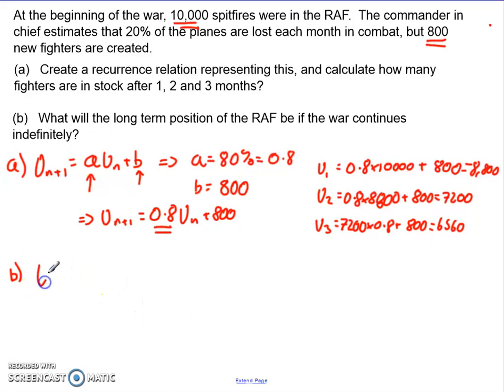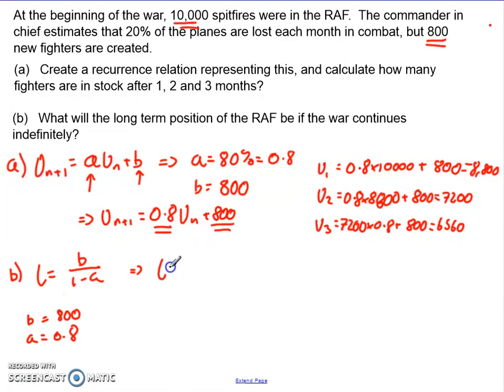So at this point we can say, fine. We know the limit equals B over 1 minus A. We just need to figure out what B is, what A is, and plug it all together. Well, we can read them off from the formula. We know A is this bit here, so it's 0.8. And B is the correction bit at the end, so in this case it's 800.